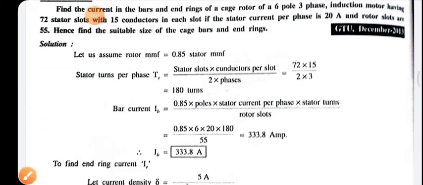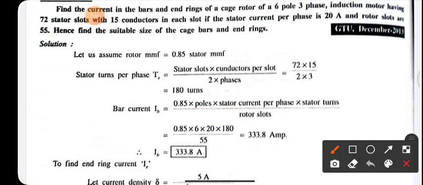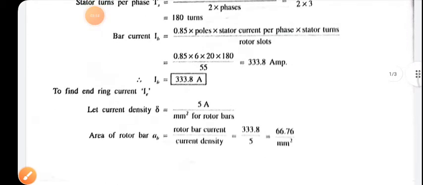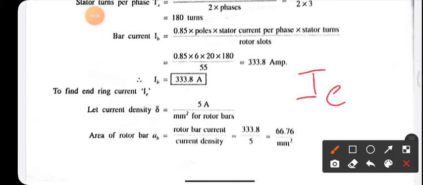This might be clear to you. We have to remember the equation of the bar current IB, that is 0.85 times the number of poles times the stator current per phase times the stator turns, upon the rotor slots. This equation we have derived, and when we place each value in this equation, we get the value of the bar current.